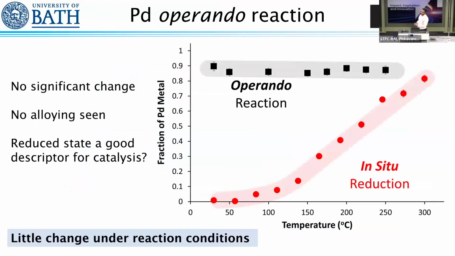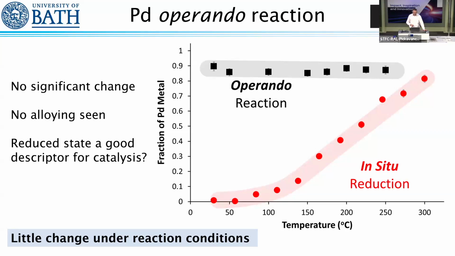What we were able to do, because we have a reference for what metallic palladium looks like and a reference for what oxidic palladium looks like, is calculate roughly what percentage of our sample is oxidic and what's metallic. And we were able to plot this as a function of the temperature. In red, we can see that as we reduce it, we are getting to about 80–90% metallic palladium. And then during the reaction, this stayed pretty constant. And this actually tells us that the reduced state, before having to do the complex operando catalysis, is actually a very good descriptor for the catalyst.